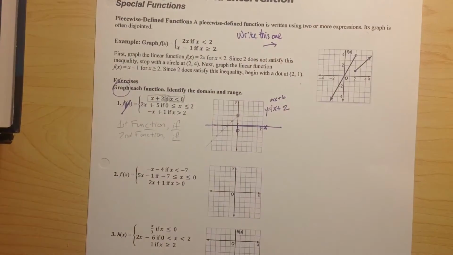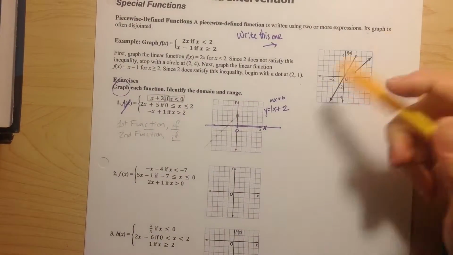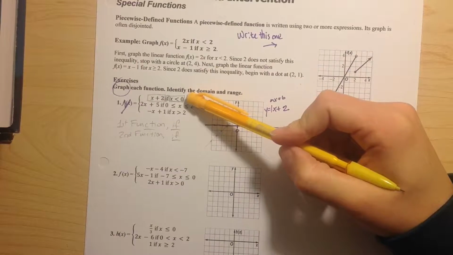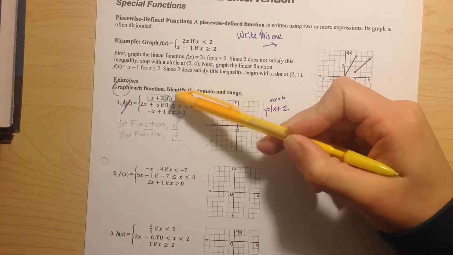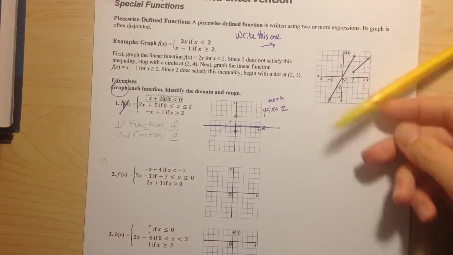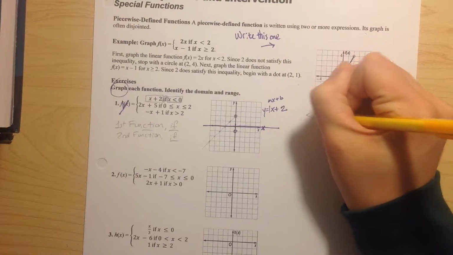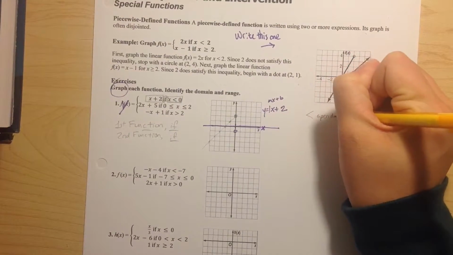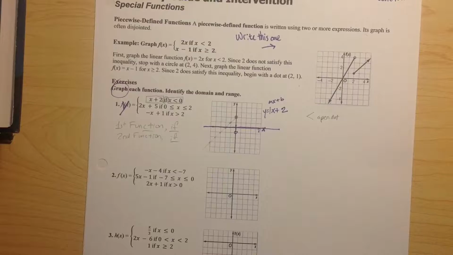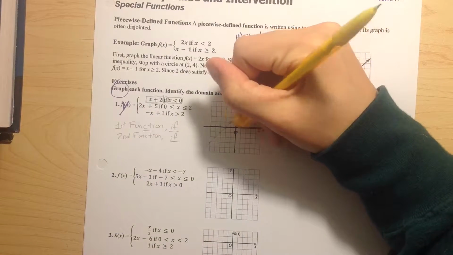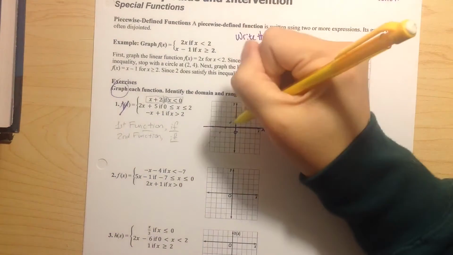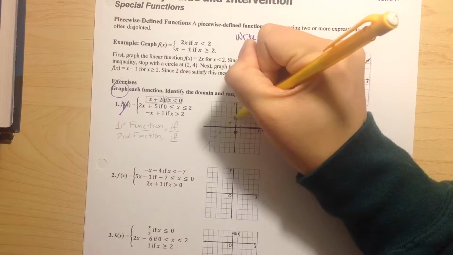Now also we have to be aware, remember when we were graphing inequalities on number lines a little bit ago? If it's just less than, I want an open dot. So if it's less than, I want an open dot for that. So I'm just going to erase this point and put the point back, but this time with an open circle.